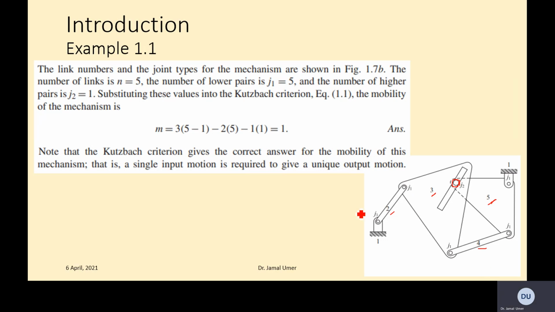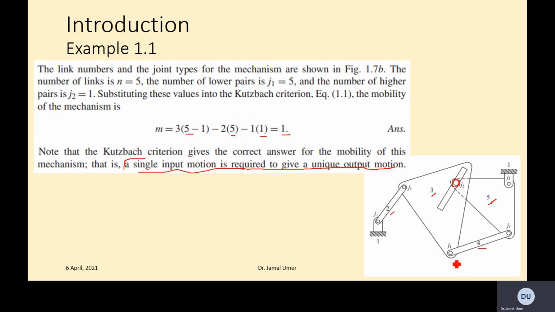Then you just plug in the numbers. You have n equal to 5, single joints J1 equal to 5, and double joints, the 2 degree of freedom joints, J2 equal to 1. You work out the value of M, which is 1. Note that the Kutzbach criterion gives the correct answer for the mobility of this mechanism. That is, a single input motion is required to give a unique output motion. So basically it's trying to define the idea of a single degree of freedom.